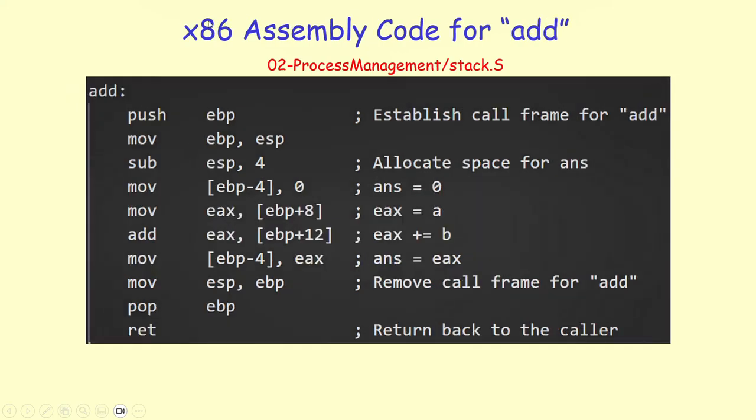And this is the set of x86 assembly instructions for the add function. Again, anytime you start a function, you have to establish the call frame with these two instructions. And then before you return, you do the reverse operation of removing or destroying the call frame for that particular function.